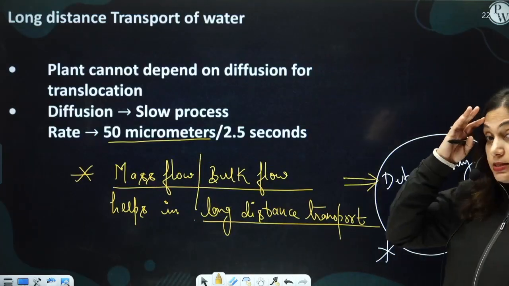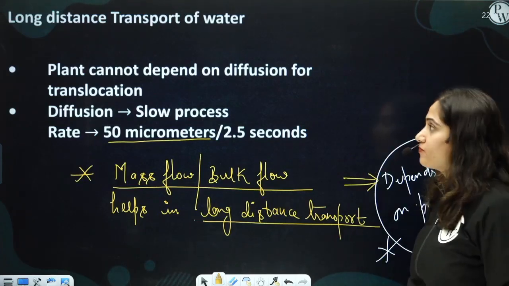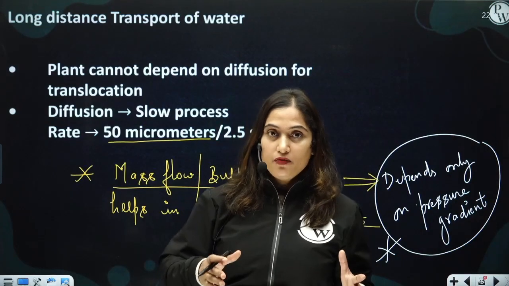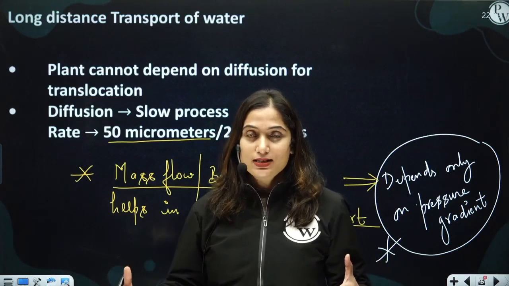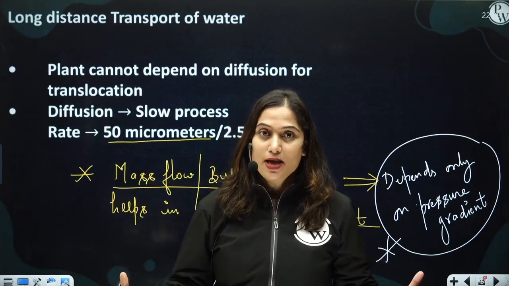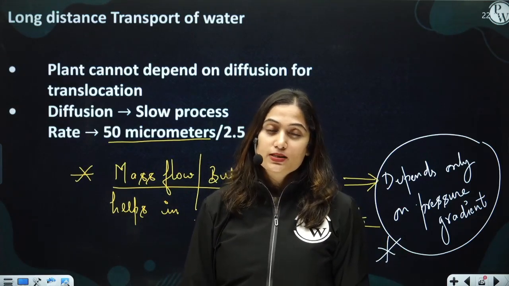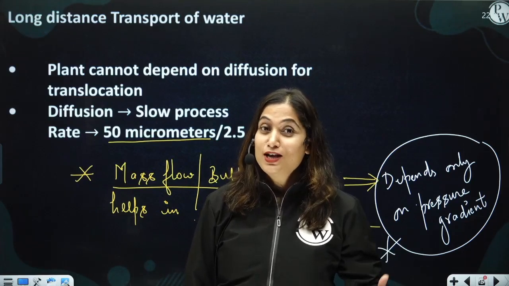Now let's move on to long distance transport. Up till here we have discussed short distance transport, simple diffusion, facilitated diffusion, osmosis, imbibition, types of solution, plasmolysis, right? Now comes the second part of this chapter, and that is long distance transport, also called translocation.